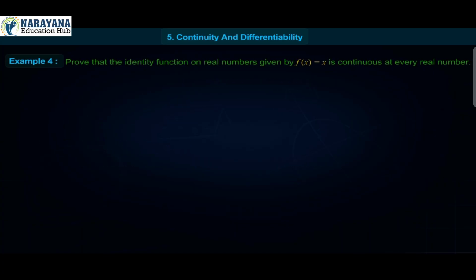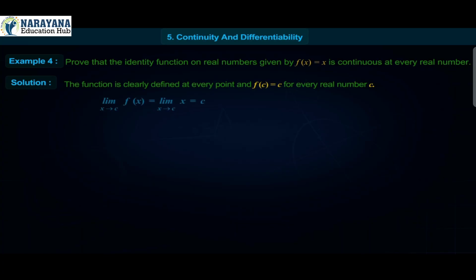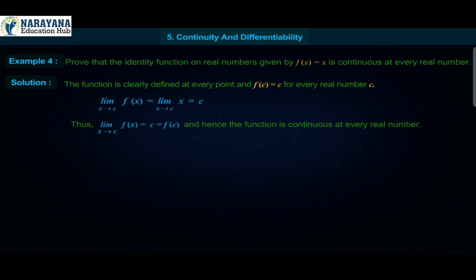Example 4. Prove that the identity function on real numbers given by f of x is equal to x is continuous at every real number. Solution: the function is clearly defined at every point and f of c is equal to c for every real number c. Limit x tends to c, f of x is equal to limit x tends to c, x, which is equal to c. Thus, limit x tends to c, f of x is equal to c, which is equal to f of c, and hence the function is continuous at every real number.